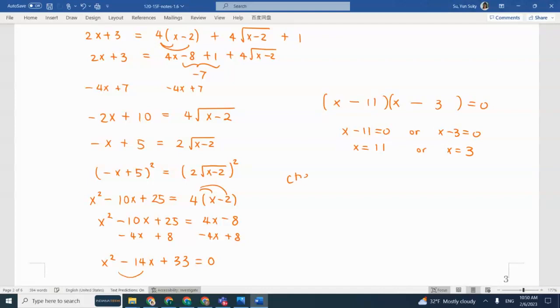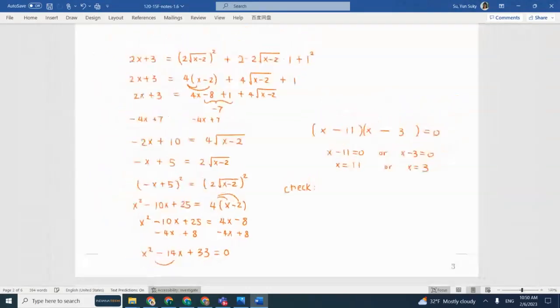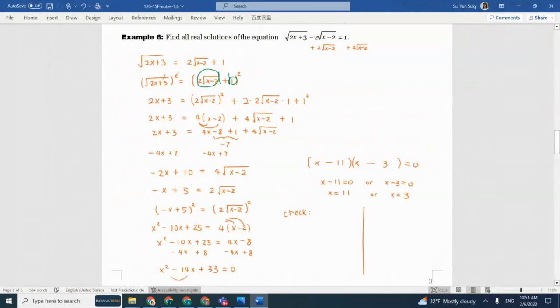But don't forget you need to check. Okay, let's check. 11. When you plug in 11, you get what? Square root of 2x plus 3, where x is 11. This is okay. You don't have to calculate what that is. You know this is positive, so it's okay. And then the second expression, 11 minus 2, is also okay. Right, everybody? And then check the 3. 2 times 3 plus 3 is okay. And then 3 minus 2 is also okay. So both of them are solutions.